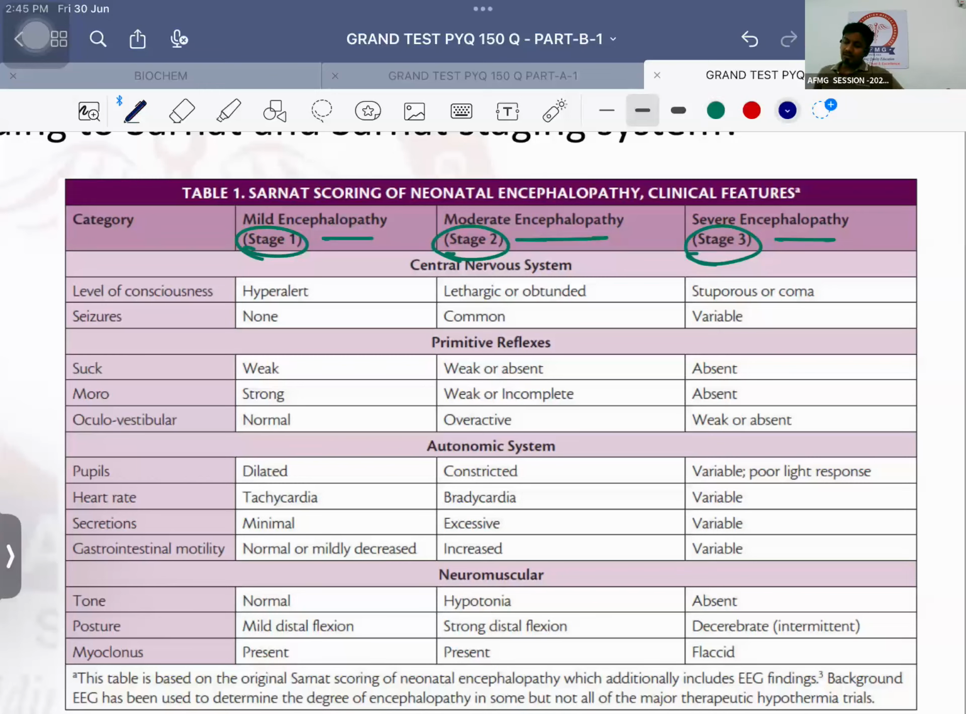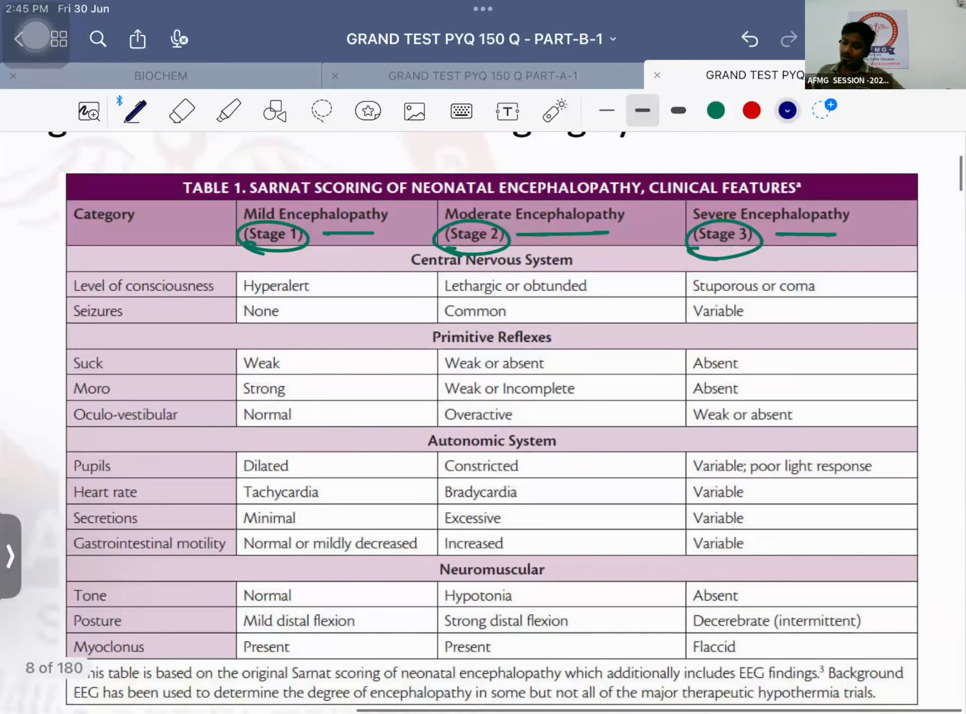So now if I talk about HIE, what is important to remember, not the whole table, I am just highlighting what is important. Important is level of consciousness. Okay, in mild encephalopathy, stage 1, the child is hyper alert. In stage 2 the child is lethargic. Lethargic means the child is lying dull and sluggish. Obtunded, that means the child is confused. And in stage 3 the child is stuporous. The child is in stupor or the child is in coma directly. Okay, so that's important.